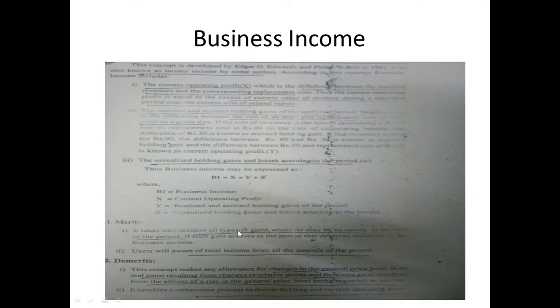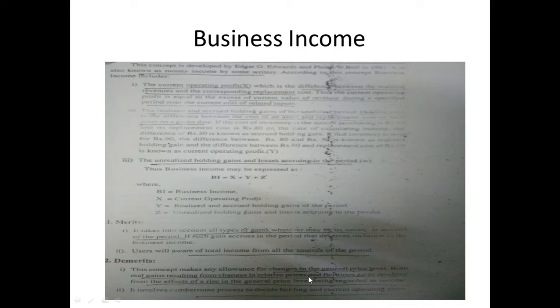When you're talking about business income, all types of gains are taken into consideration. Users will be aware of the total income for a particular business, for a particular inventory held. But what is the demerit? This concept does not make any allowance for changes in the general price level. So due to inflation, whenever there is a change, you are trying to put it as either unrealized or realized. Till when will you call it realized? Suppose you sell it and you actually get the money. Till when will you call it unrealized? Till the time you sell it, whatever paper values are there, that is called unrealized. Everything is taken into consideration. You know what happens?